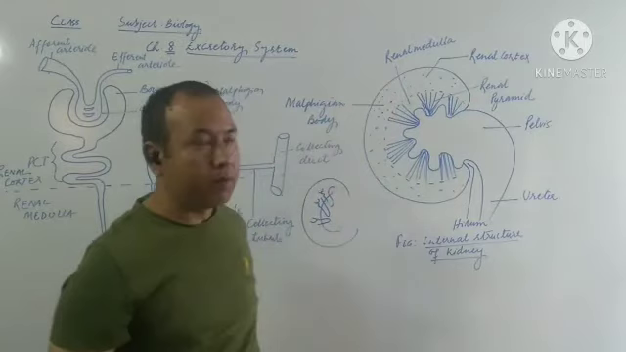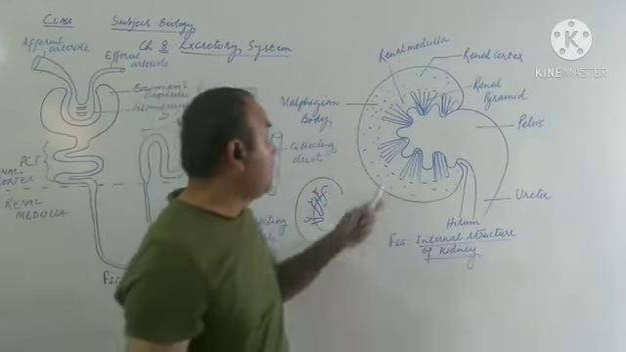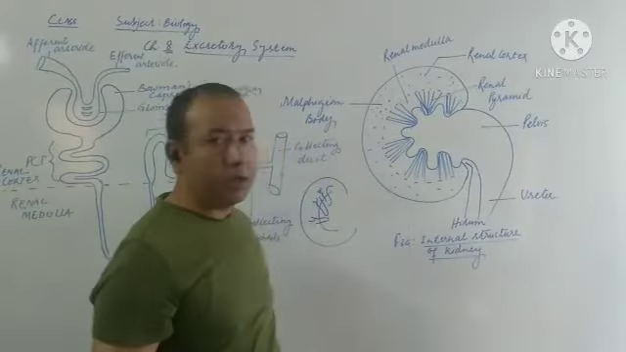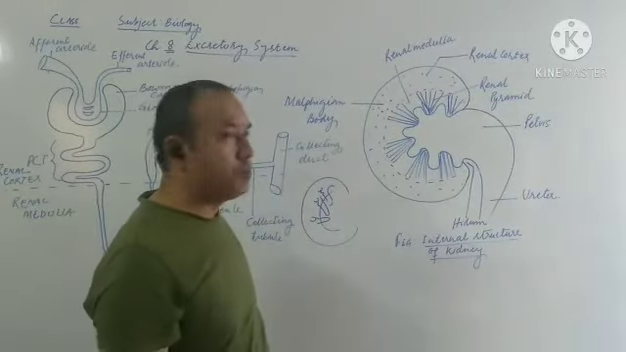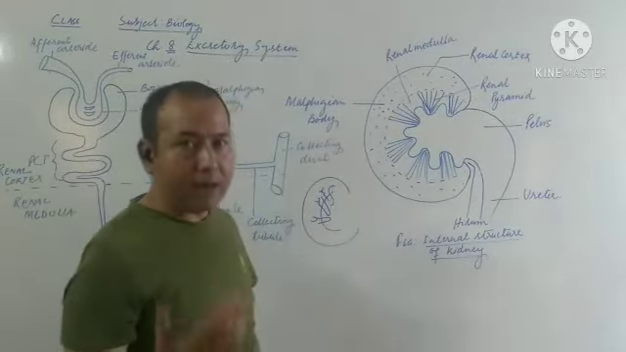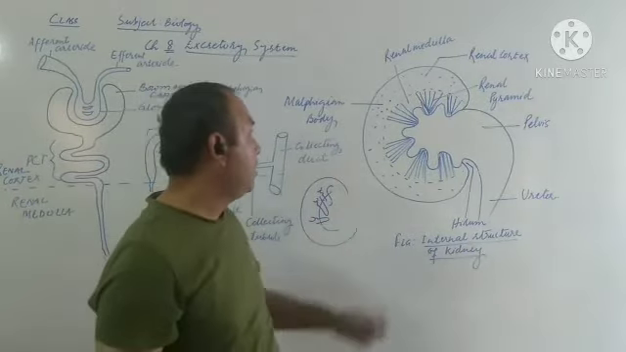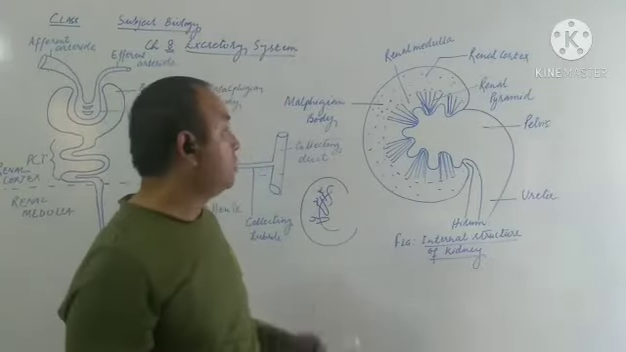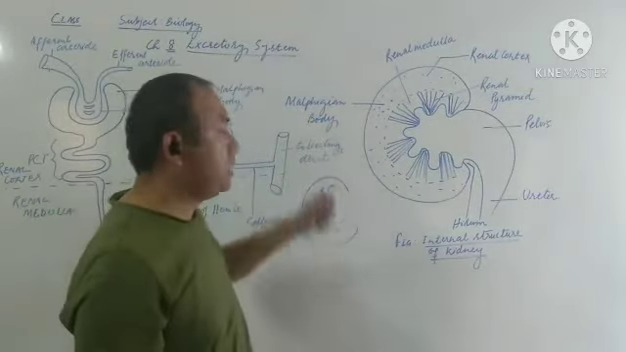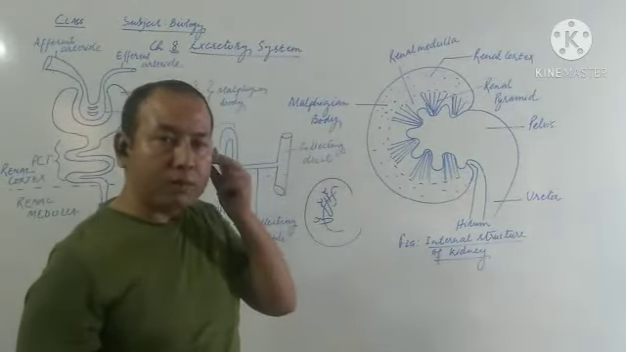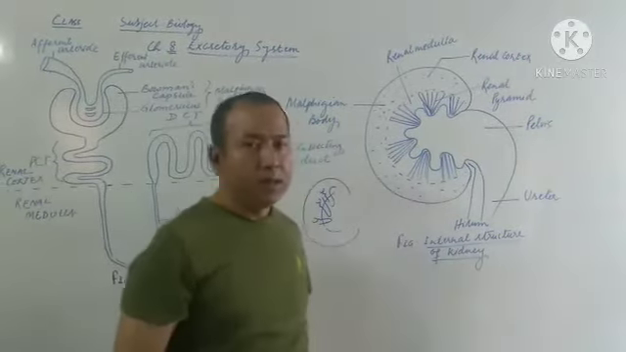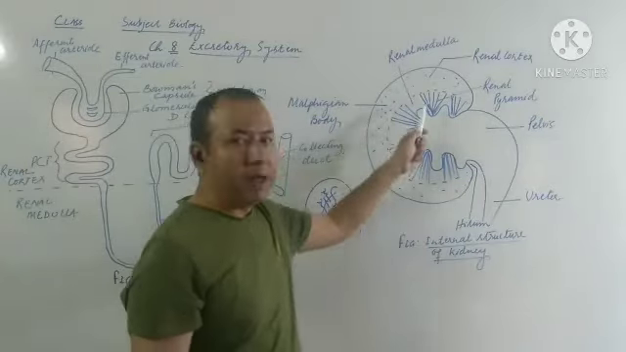Now, in the renal cortex, what we see is many dotted appearance. This dotted appearance is mainly due to the presence of Malpighian body. So many times the question has been asked why there is the presence of dotted appearance in the renal cortex region. You need to write the answer: due to the presence of Malpighian body or Bowman's capsule, about which we will study later.